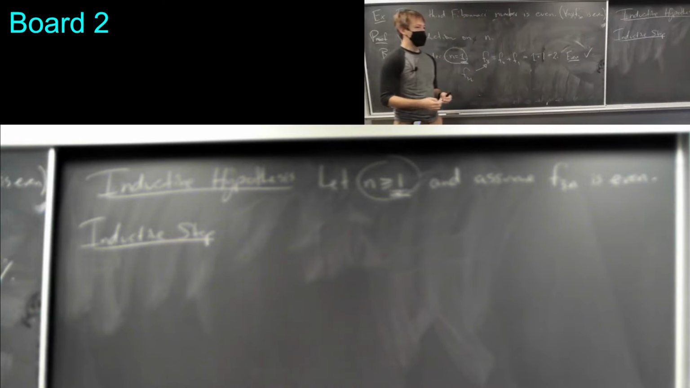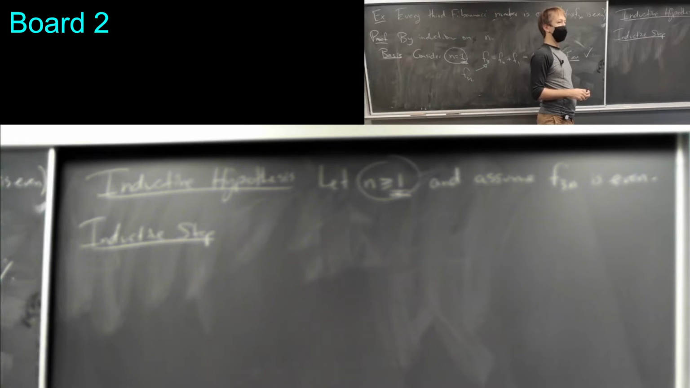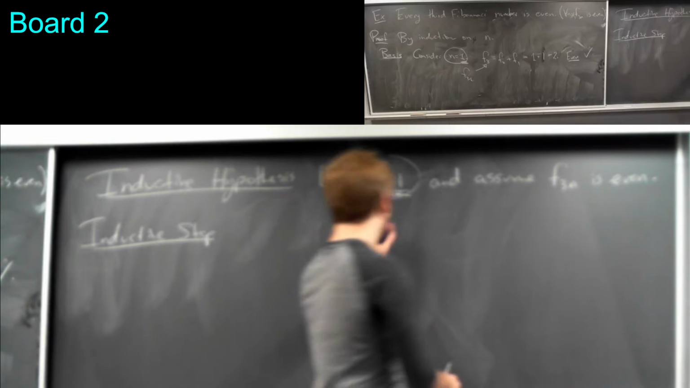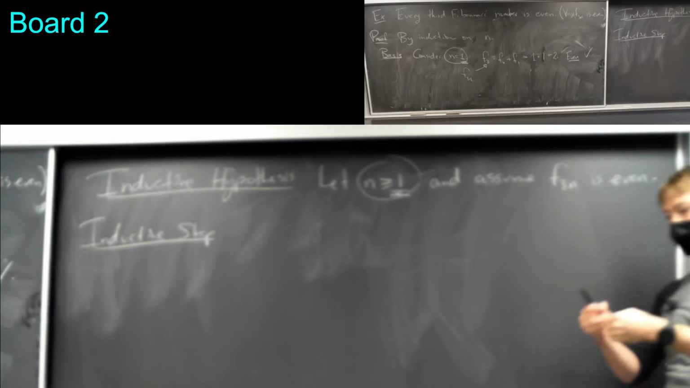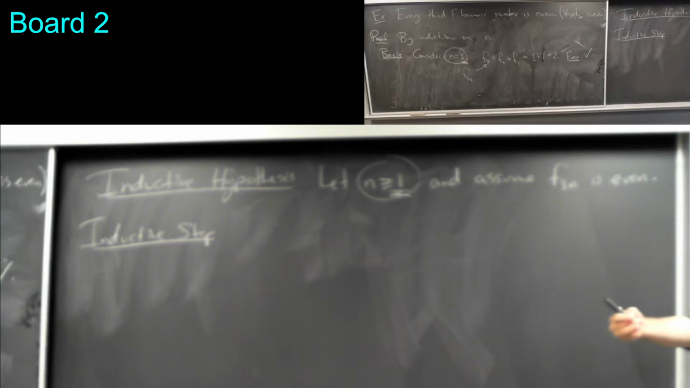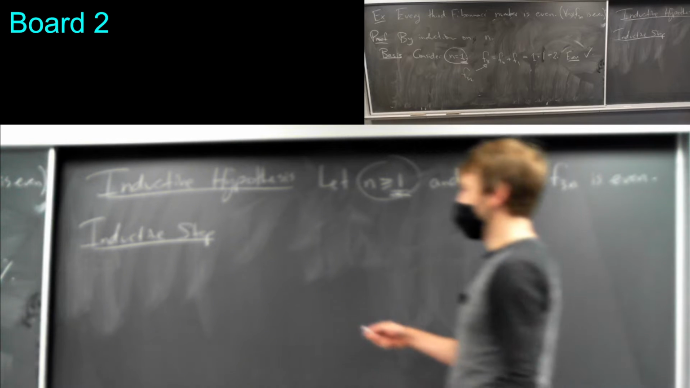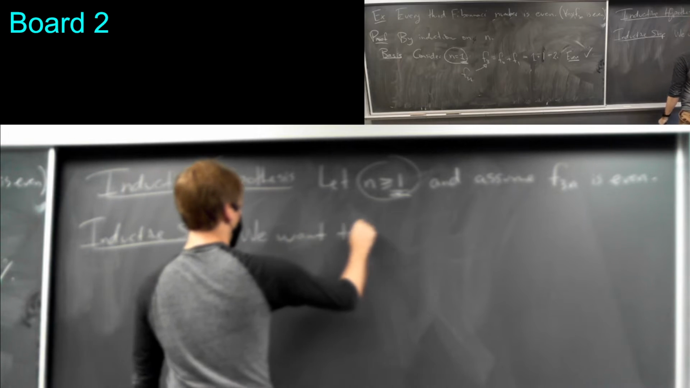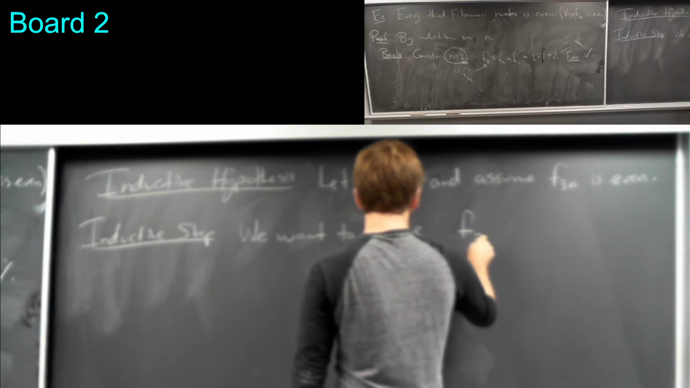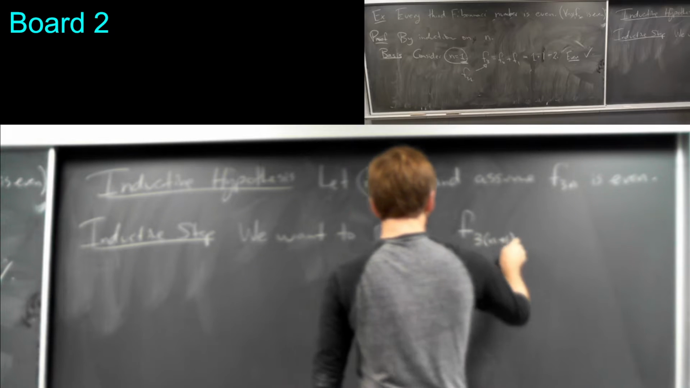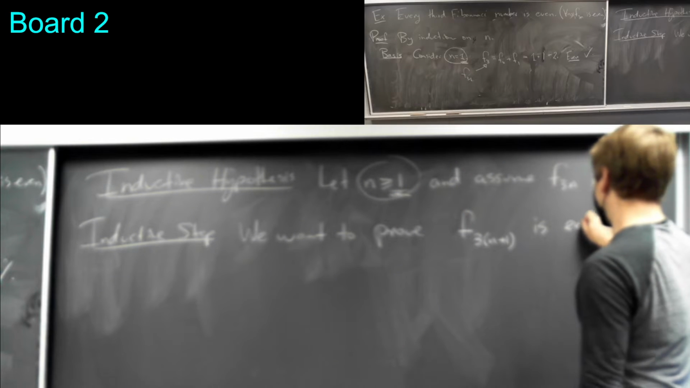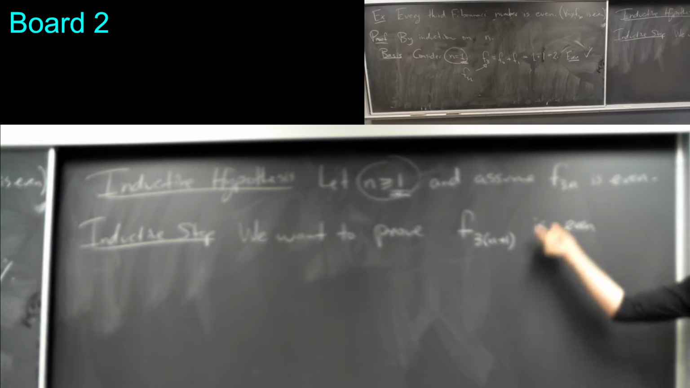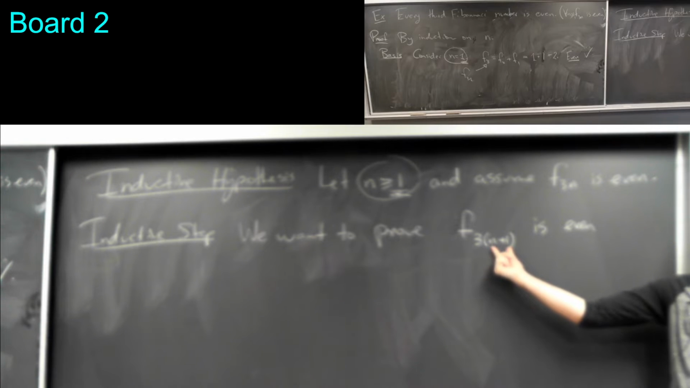So without saying what the actual proof of the inductive step is, does anyone know what we want to prove for the inductive step? Yeah, exactly. So we're assuming it's true for some value of n, and then you want to show that the next statement is true. So our next statement would be, we want to prove that f of 3n plus 1 is even. Basically just taking your n and substituting an n plus 1, right?